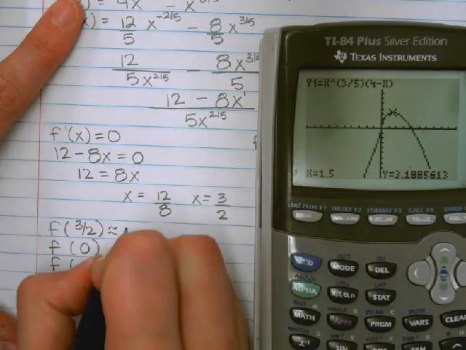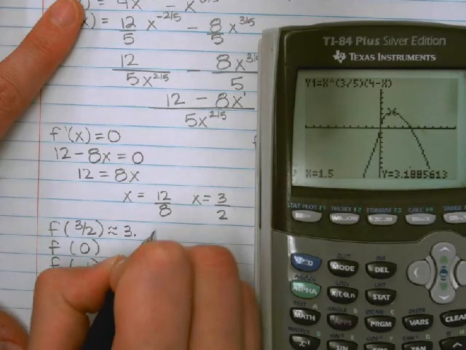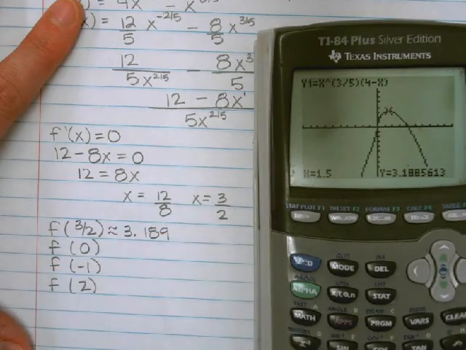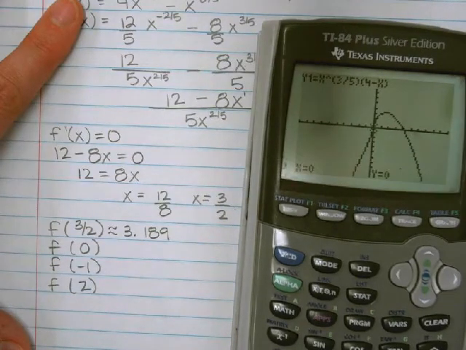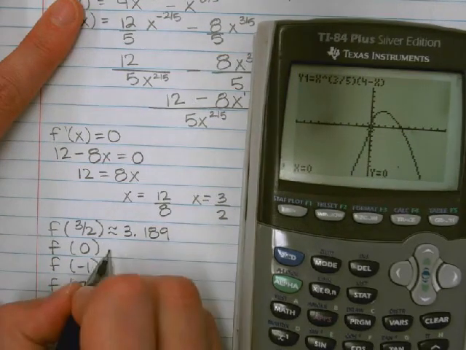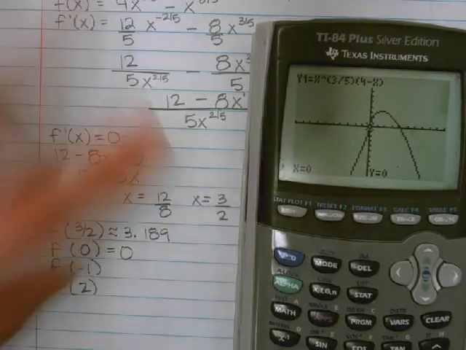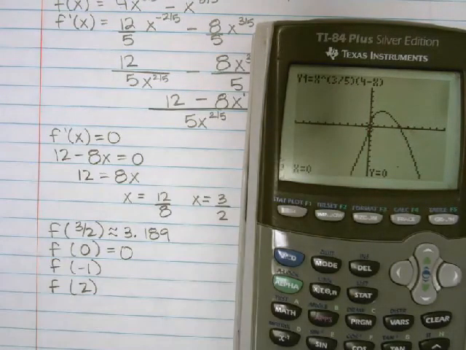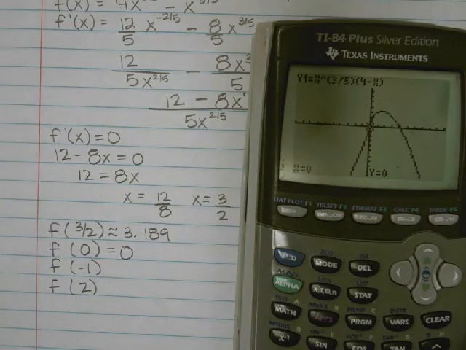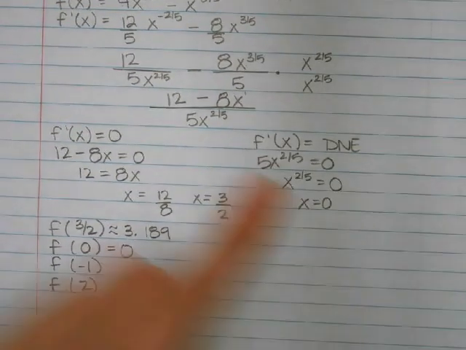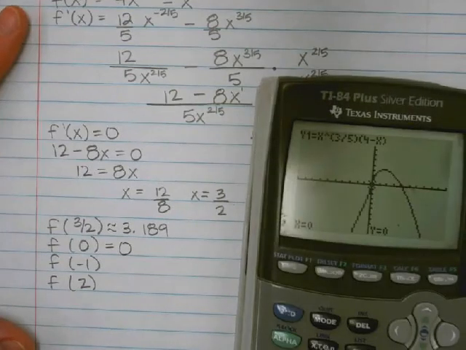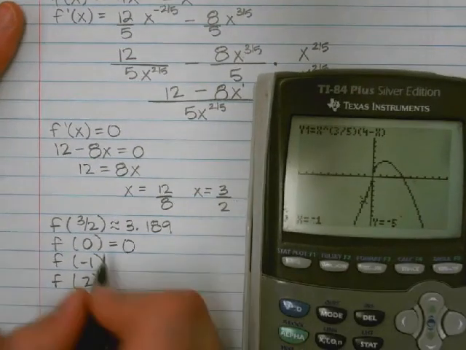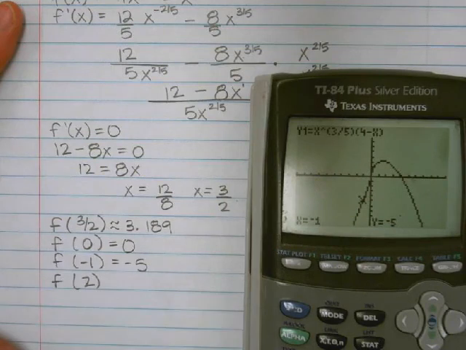So that equals 3.189. If I plug in 0, I get 0 for y. And you can see it almost looks like a vertical tangent line. Yeah, and that's where our vertical tangent line was, so that makes sense. If I plug in -1, I get -5. And then if I plug in 2, I get 3.031.